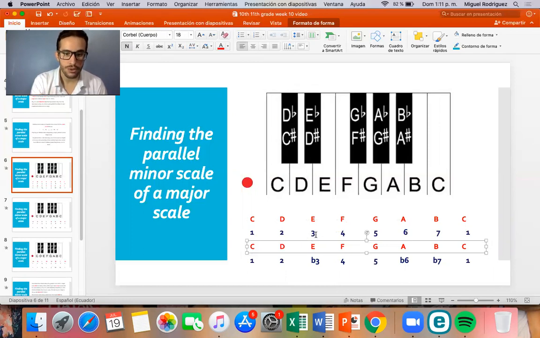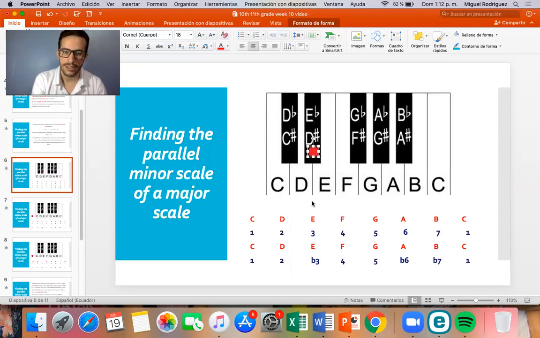On the third note, there's a difference because in the major scale we have 3, but in the minor scale we have flat 3. So we have to go a half step down from E. So let's say we are in E right here. See this red dot right here. Okay, we are here in E. So we have to go a half step down from E. So we simply move the E a half step down and we are here.